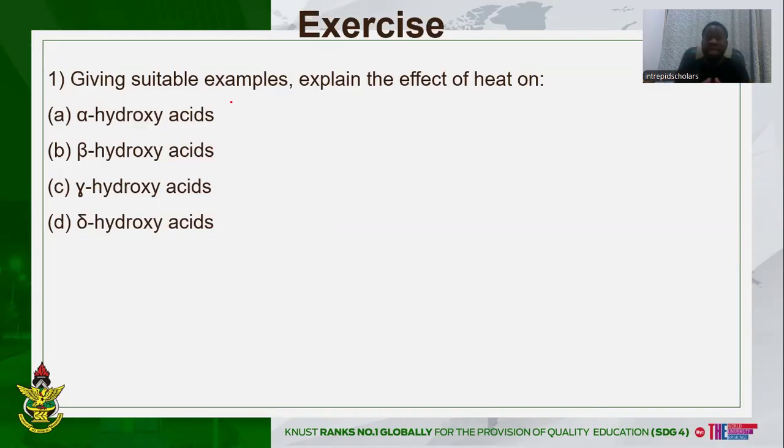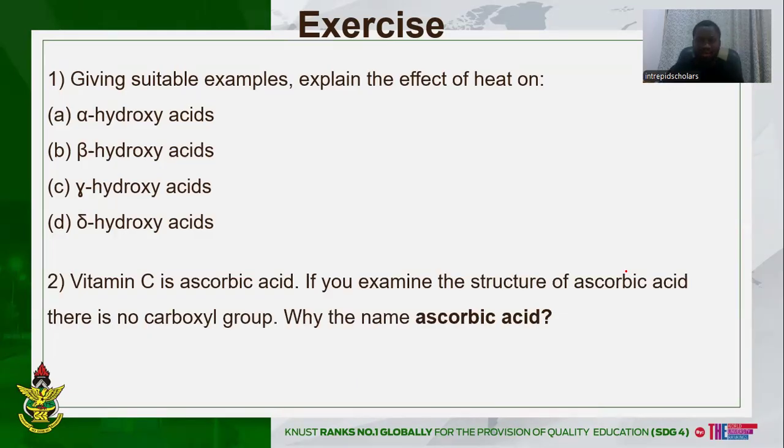In the case of gamma, you have an intramolecular esterification or dehydration to form a butanolide, a 5-membered ring. In the case of delta, you'd have intramolecular esterification or dehydration to form a pentanolide, a 6-membered ring. Very simple. Now, the last question for hydroxy acids I have explained, right?